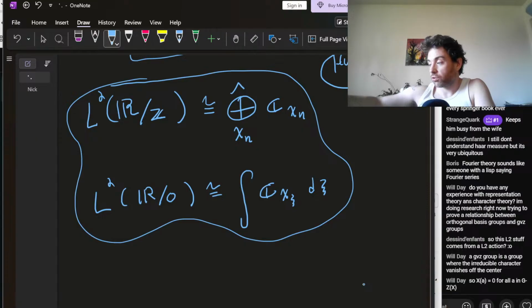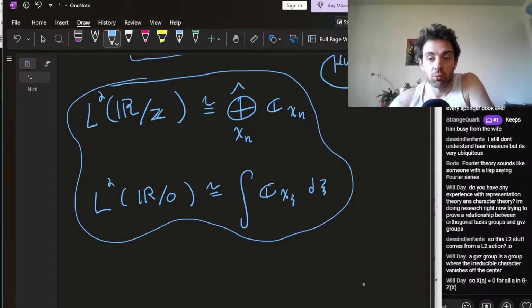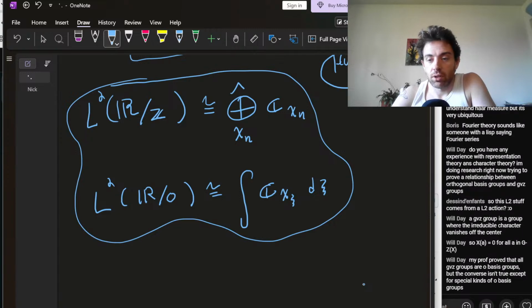I don't know if that was convincing, but that's a little bit of a pitch as to why you would consider locally compact groups. I mean, Hausdorff is whatever. This is just some extra niceness condition. The local compactness is what gives you the result about the measure.